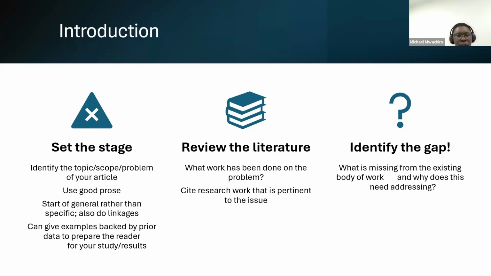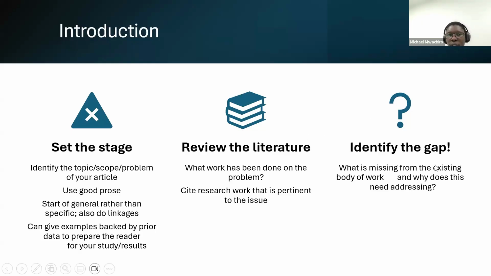Start with the big picture, and then do linkages, because somewhere in your discussion, you will become more specific to exactly what your research study was able to find. And then you can give examples backed by prior data to prepare the reader for what is coming, and also for what you wanted to cover in your study. Then usually a brief review of the literature, what has been worked, who else has published, cite important research work that is pertinent. If you find that you are the only person who's done that particular work, it's the first ever, then you also mention that.